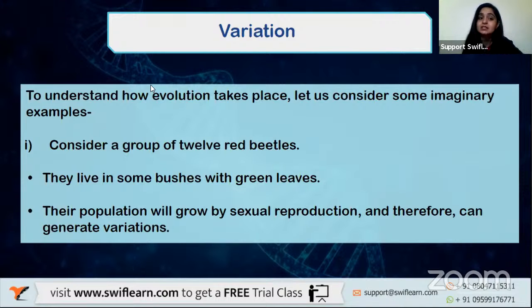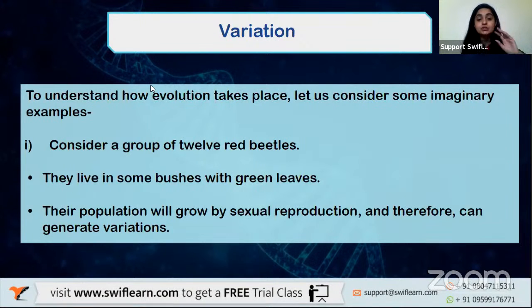So what is variation actually? To understand how evolution takes place, let us consider some imaginary example. Consider a group of 12 red beetles. They lived in some bushes with green leaves. If you can just imagine in your mind, there were red beetles living on a tree, and they were 12 in number.